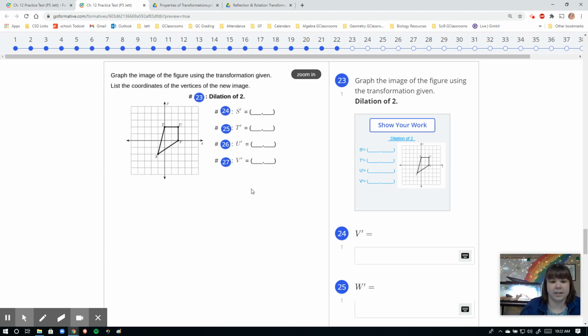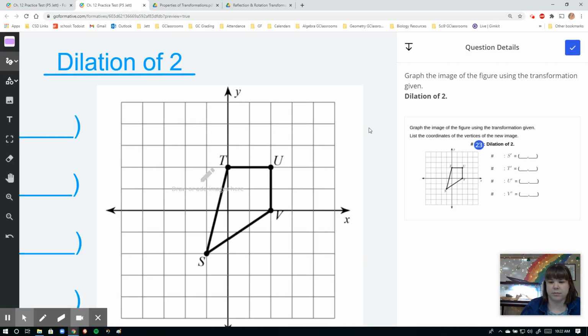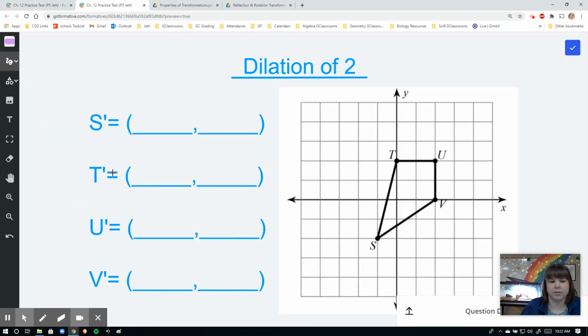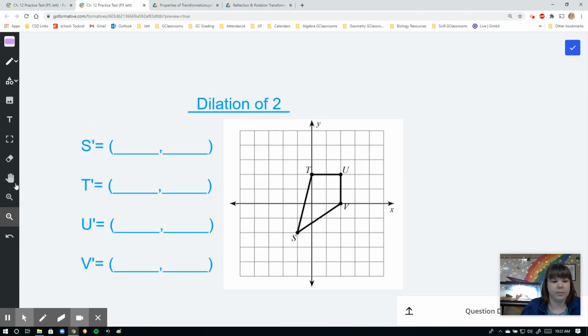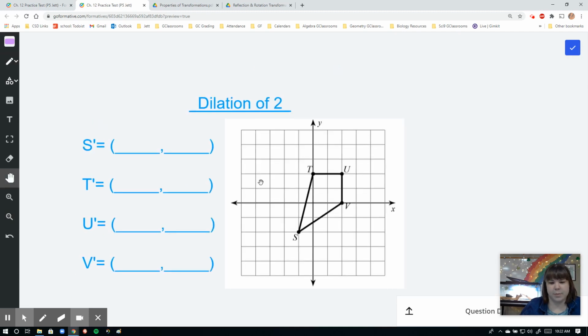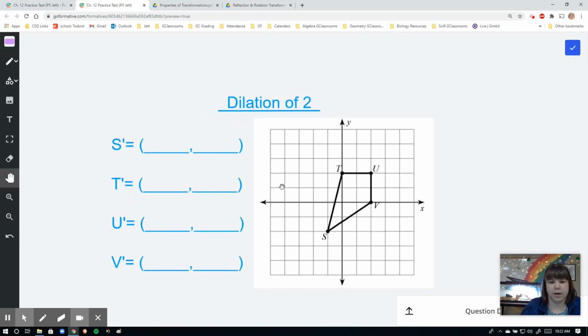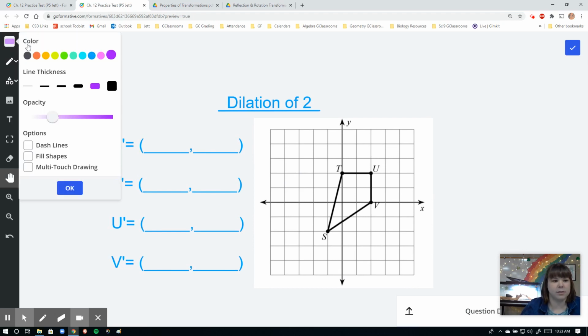All right, let's move on to the next one. It says graph the image of the figure using the transformation given. So we're going to be doing a dilation of 2. That means for each point, we're going to be multiplying both x and y by 2. So let's go ahead and click show your work. And I'm going to close that. So first step is let's make a plan for what we're going to do to x and y. We could just type it out so it's easier to remember.